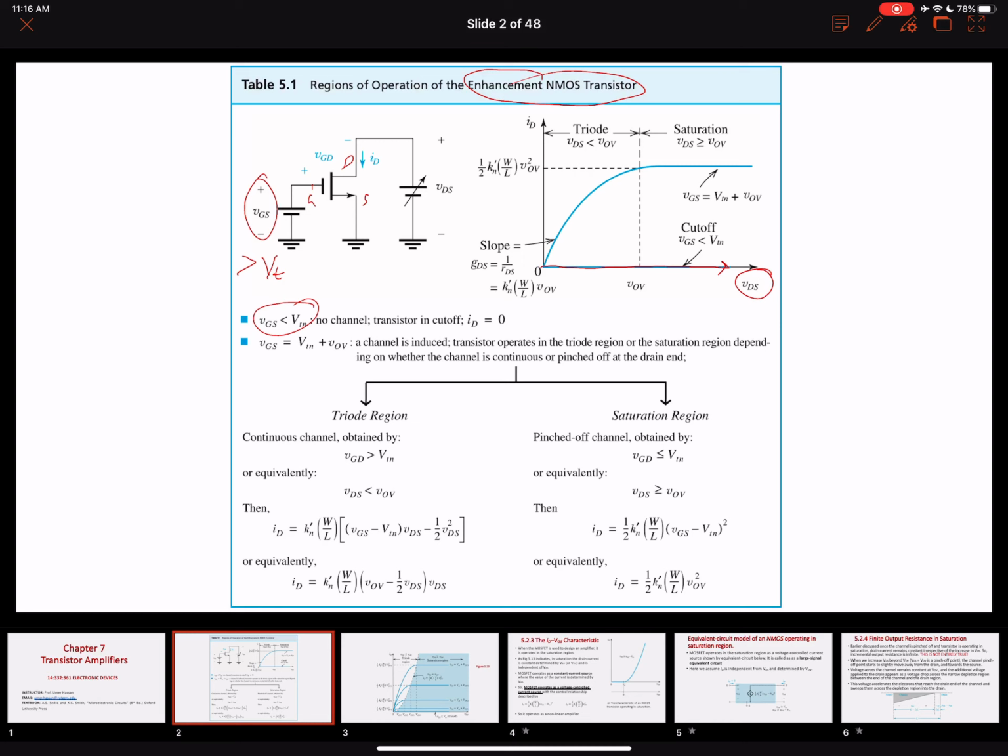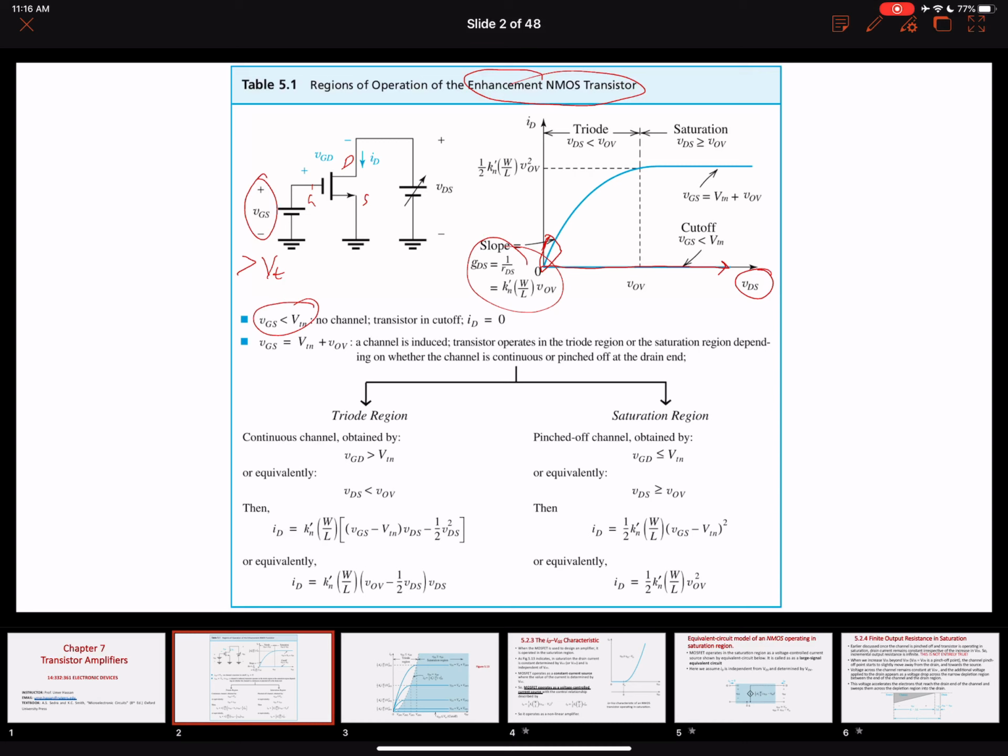Now, once the channel is induced and we apply a VDS, a drain to source voltage, for very small values of drain to source voltage, the channel behaves as a linear resistance, whose value is given over here: inverse of the conductance, Kn dash W over L VOV. And we saw that as we increase the drain to source voltage, the channel will no longer remain a linear resistance, but its resistance will increase.